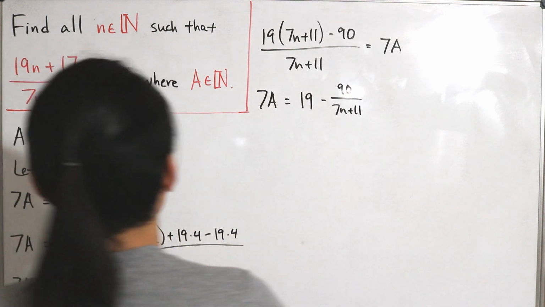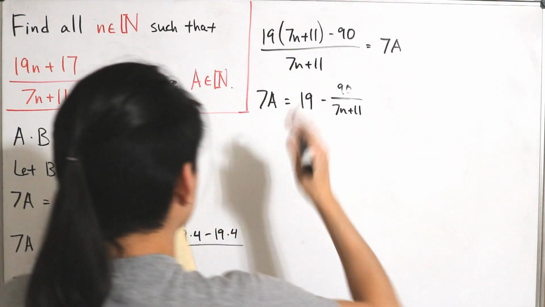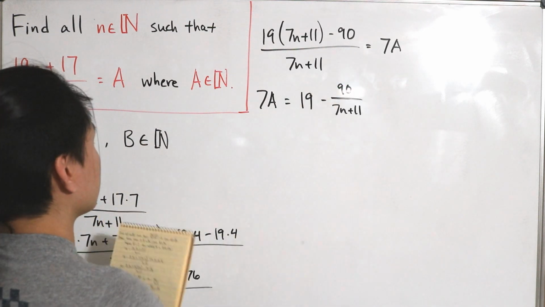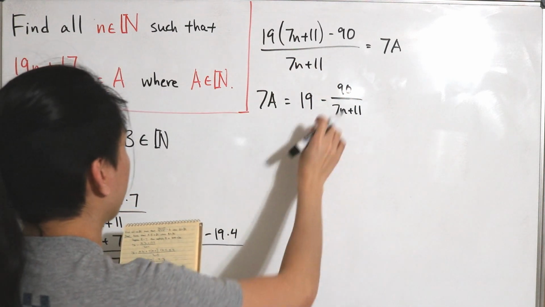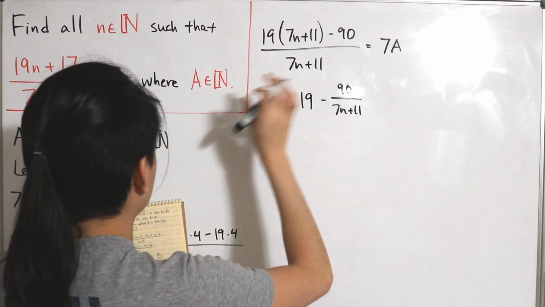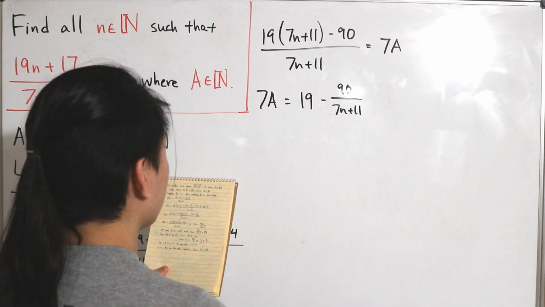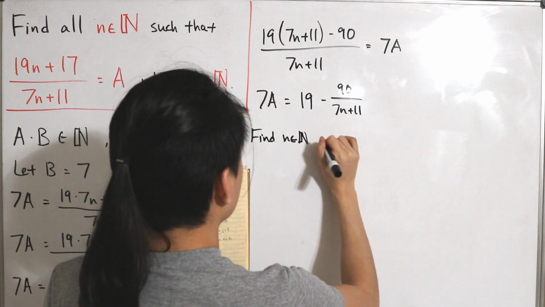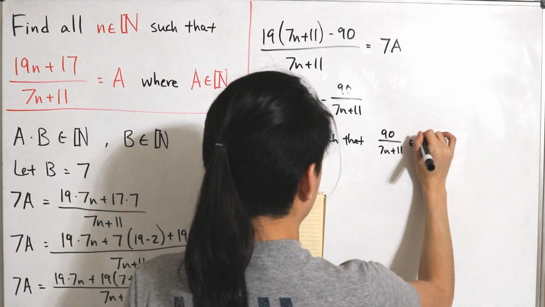We're trying to find some natural number n such that it satisfies the following. Our main issue arises in looking at this fraction over here, this rational function, as we'll say in this sense. 19 is obviously a natural number, so we have to find some n such that this fraction is going to end up as a natural number, so that with the whole operations, everything from both sides will yield a natural number. Let's see, I'm going to put this statement: find some natural number n such that 90 divided by 7n plus 11 is going to be a natural number.